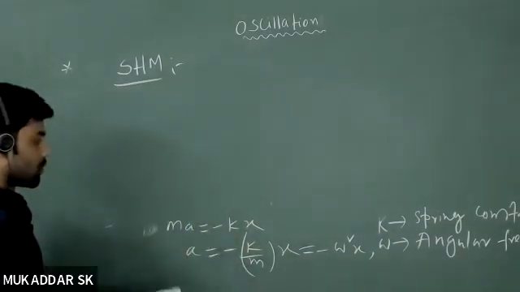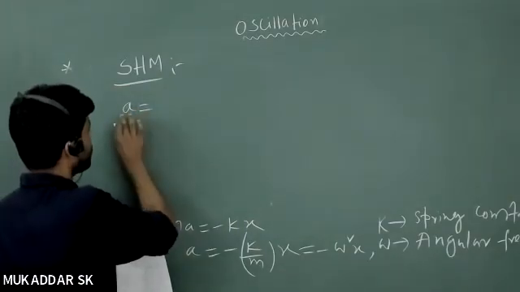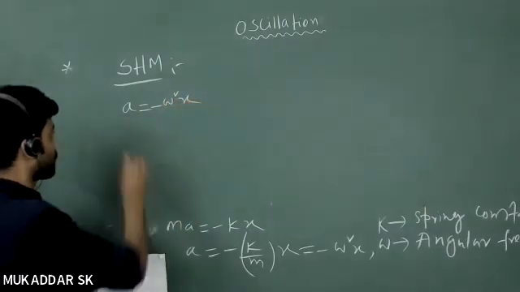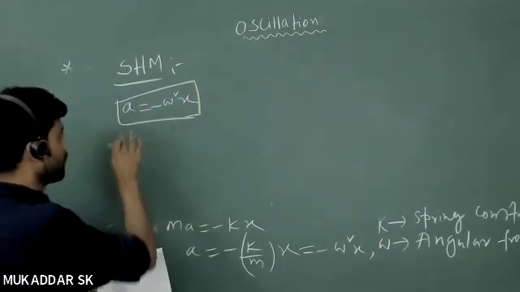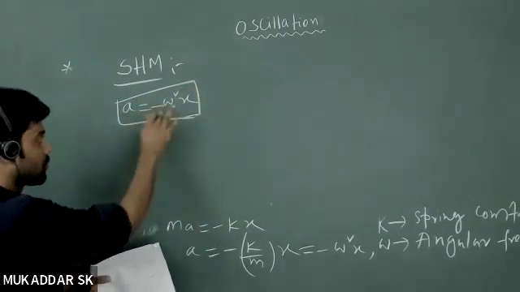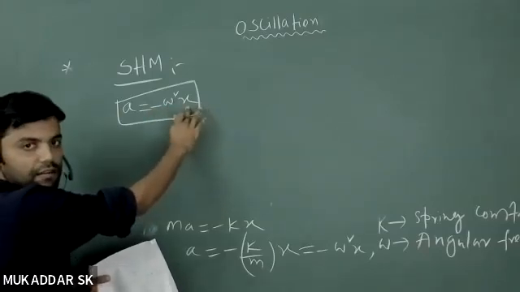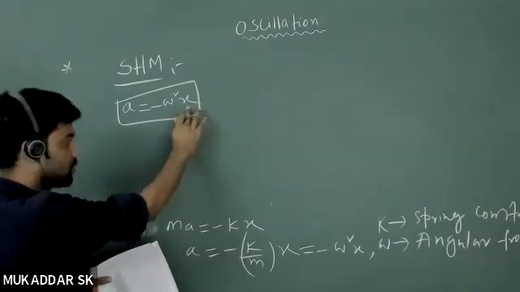Okay. So the A is the acceleration. The acceleration of a particle is minus omega square x. So this is an important equation. The acceleration of simple harmonic motion is minus omega square x. Omega is the angular frequency. X is the displacement of the particle from the equilibrium position or stable position.